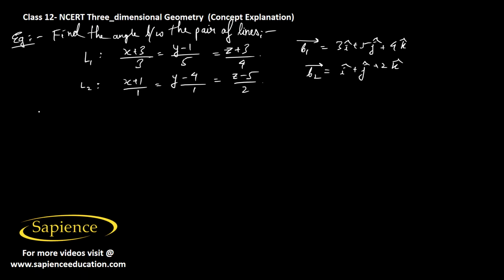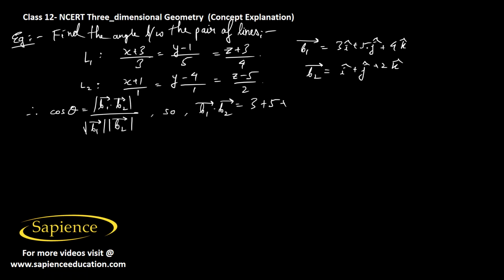So now, therefore, we need to find cos theta, where theta is the acute angle in between the lines. So cos theta is magnitude of B1 dot B2 divided by magnitude of B1 into magnitude of B2. So we need to find B1 dot B2. That would be equal to 3 into 1 plus 5 into 1 plus 4 into 2, that is 8. So 3 plus 5 is 8, 8 plus 8, 16.